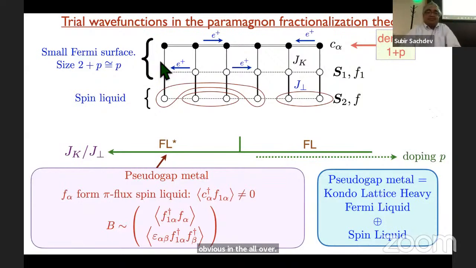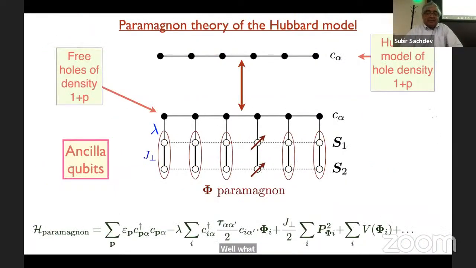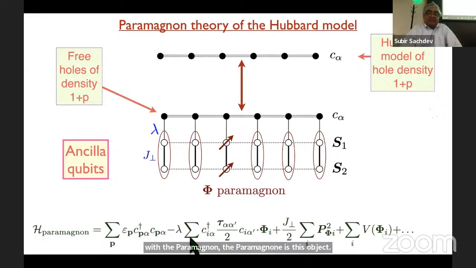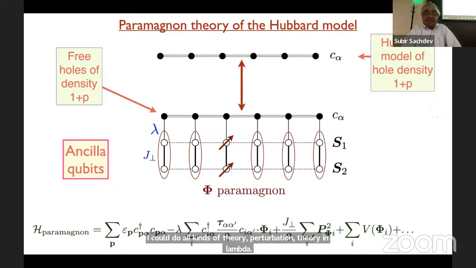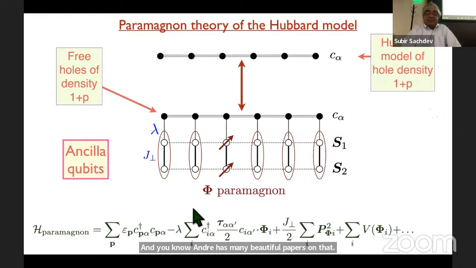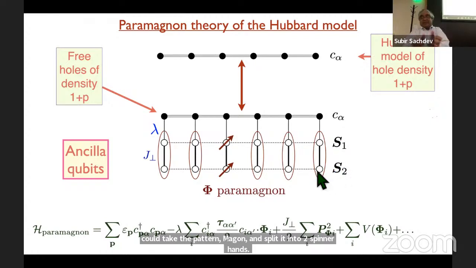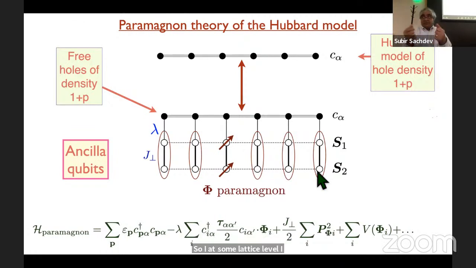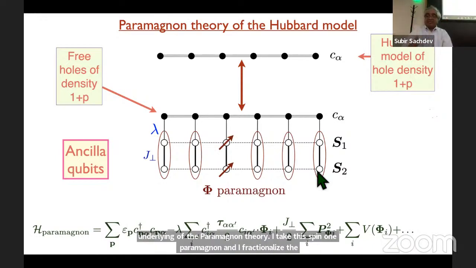Well, we start out with the paramagnon. The paramagnon is this object. I could do all kinds of perturbation theory in lambda, and Andre has many beautiful papers on that. But to any order in lambda, that kind of perturbation theory will not tell you that you could take the paramagnon and split it into two spinon halves. So at some lattice level, I do something highly non-perturbative from the point of view of the paramagnon theory. I take the spin one paramagnon and I fractionalize the paramagnon. So that's the key step.